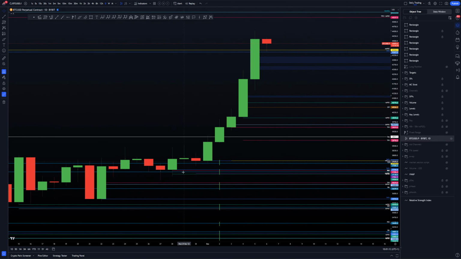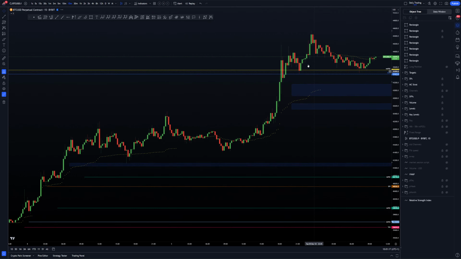We're going to use the levels first. There are no new daily levels. We can come back here on a bit of a lower time frame.